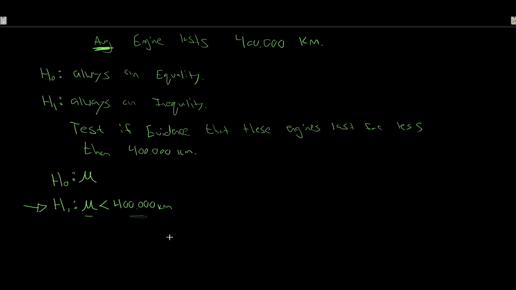It would always be the case that once we have our alternative statement, our null statement is the remainder. So our null statement being the remainder would be saying that, hey, in fact the true population parameter would be greater than or equal to 400,000 km. And this is where a lot of you will be like, what? Why do we have this greater than? Well, let's take a look at this.